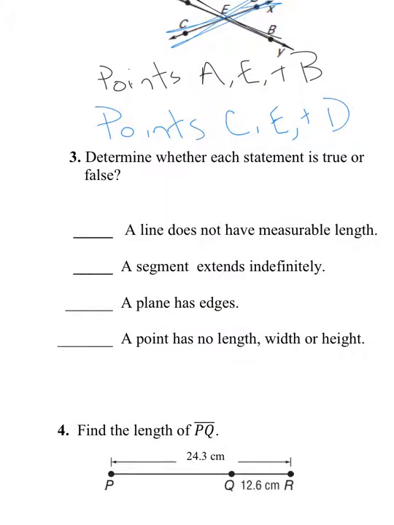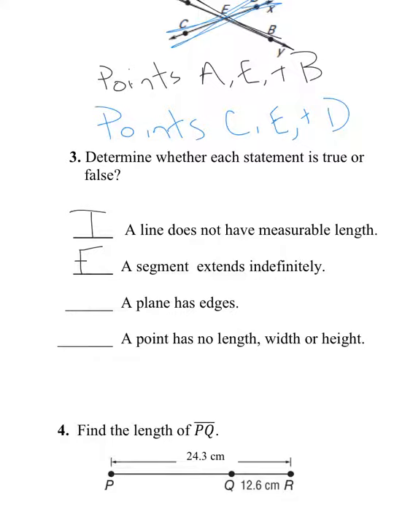Number three, determine whether each statement is true or false. So a line does not have measurable length. That's true. Lines go on forever. They cannot be measured. A segment instead extends indefinitely. That is false. The segment has actual measurable length. So those two should really be switched. A line extends indefinitely. A segment has measurable length. Oh, if you take out the does not part.